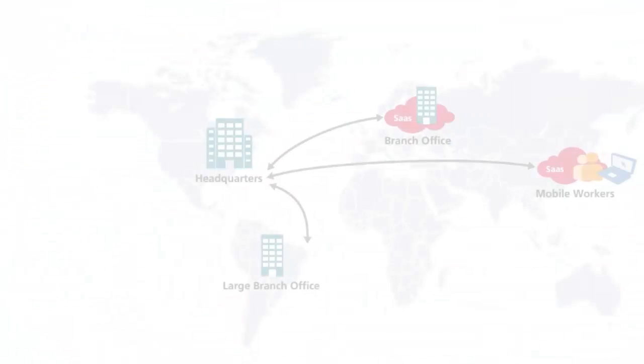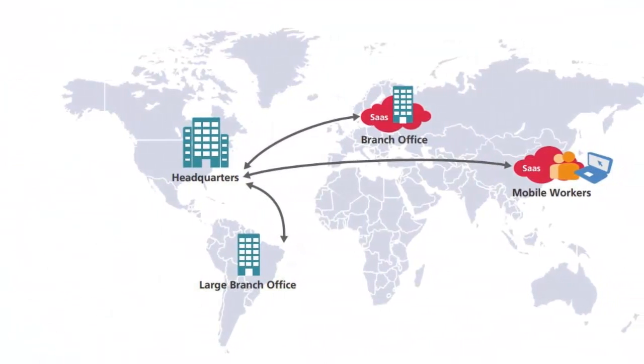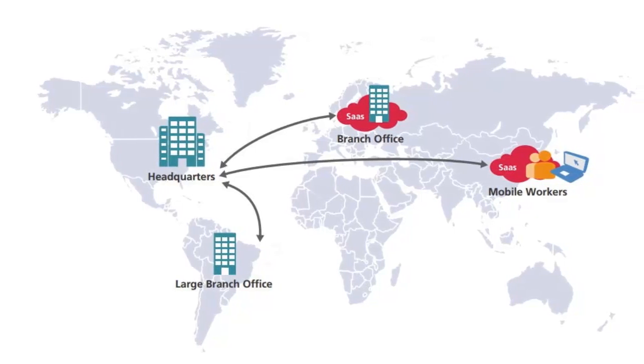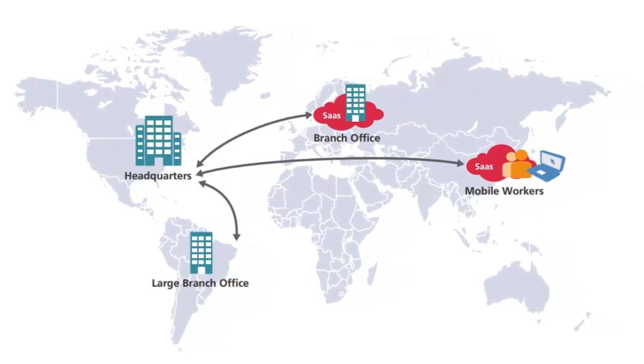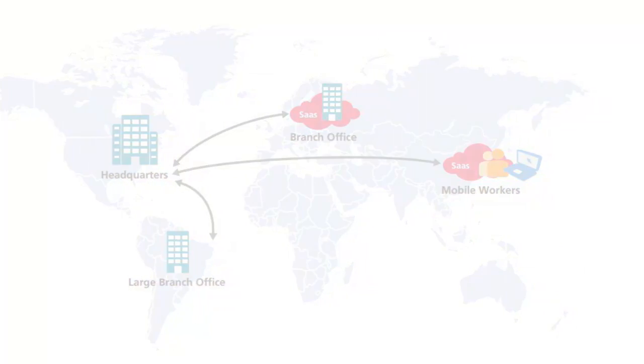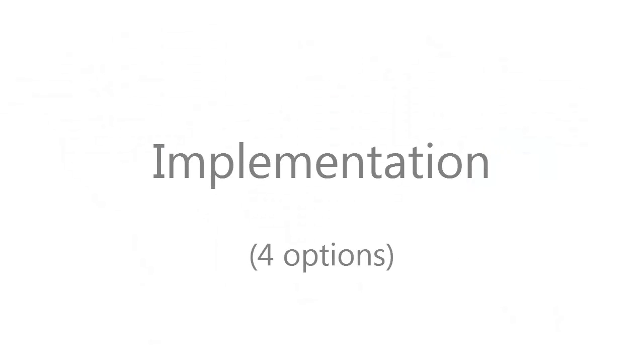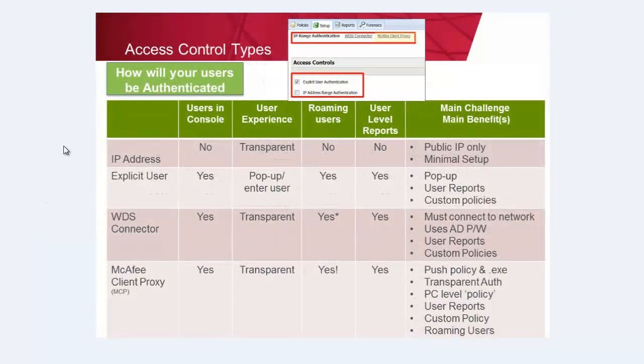No matter how many computers you have in your organization or how your organization is laid out, the Web Protection Service helps manage your employees from one web-based interface. So here are the four options, or access control types. This is how your users will be authenticated.